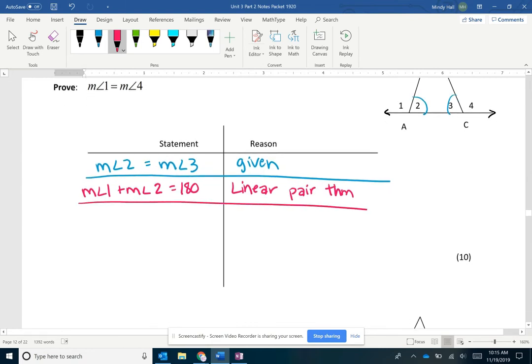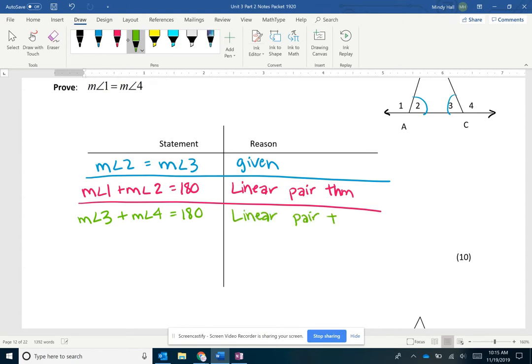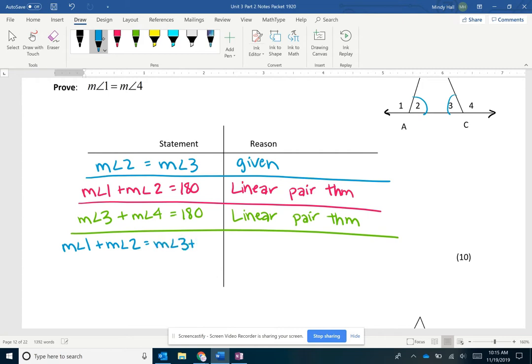But then we can do the same thing with 3 and 4. So measure of angle 3 plus measure of angle 4 equals 180 because of the linear pair theorem. Okay. And so then with that, they're both equal to 180, so I can substitute and set them equal to each other. So we have measure of angle 1 plus measure of angle 2 equals measure of angle 3 plus measure of angle 4. So that would give us substitution property of equality.